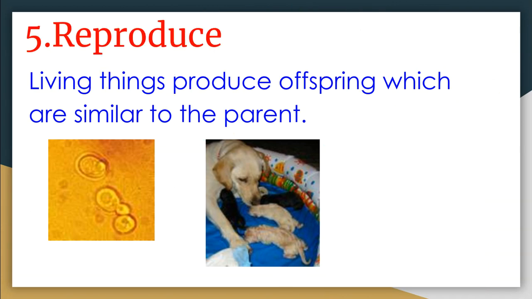Number 5. All living organisms reproduce. There are two types of reproduction, sexual and asexual. Asexual reproduction involves a single parent, and the offspring will look exactly like the parent, whereas sexual reproduction involves two parents. The progenies look similar but not the same as the parents.